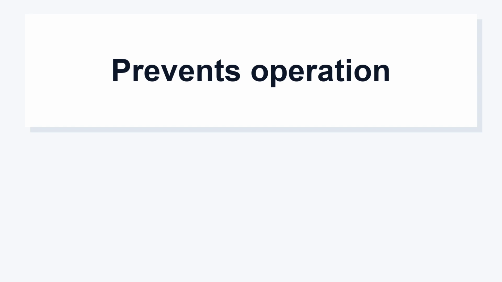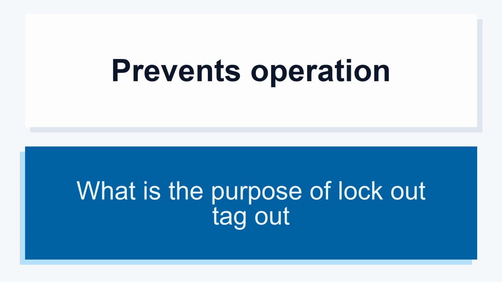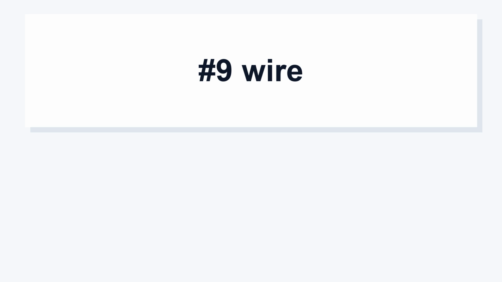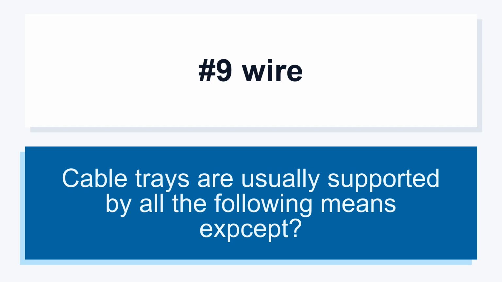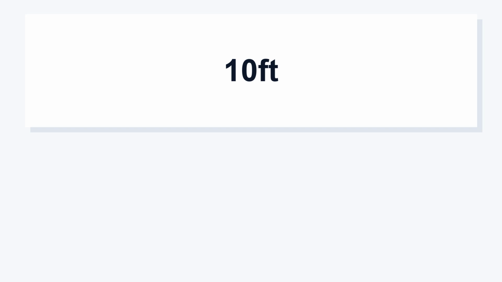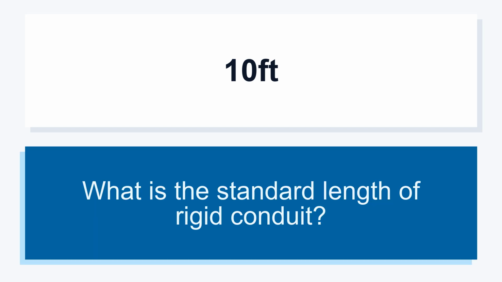Prevents operation. What is the purpose of lockout-tagout? Number 9 wire. Cable trays are usually supported by all the following means except? 10 feet. What is the standard length of rigid conduit?